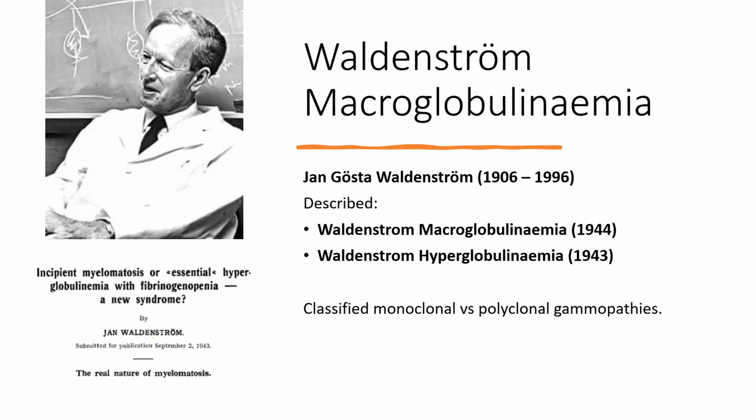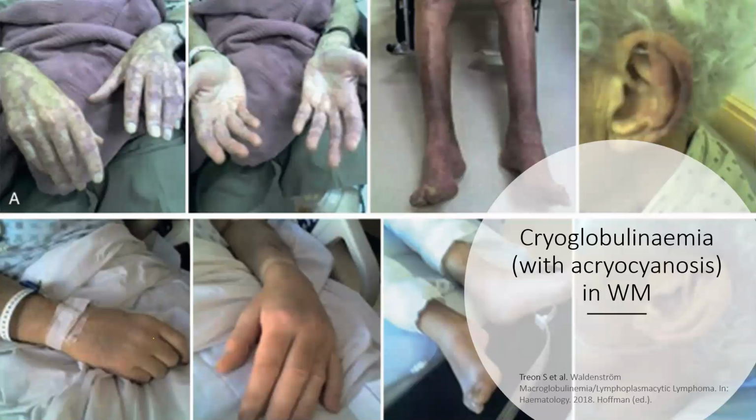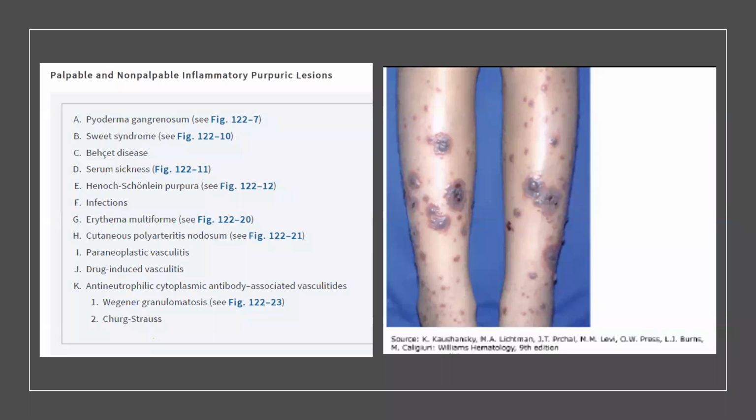Waldenstrom was a very influential Swedish physician, and he described both Waldenstrom macroglobulinemia and Waldenstrom hyperglobulinemia. He also classified gammopathies as polyclonal and monoclonal. Now, it's not to say that Waldenstrom macroglobulinemia does not get purpuric bleeding. In fact, they can bleed from hyperviscosity syndrome, thrombocytopenia, as well as cryoglobulinemia from the IgM immunoglobulin. This was just a nice picture of a patient with acral cyanosis, taken before and after warming.